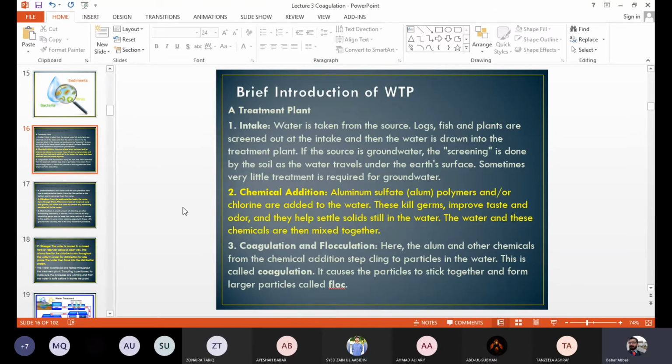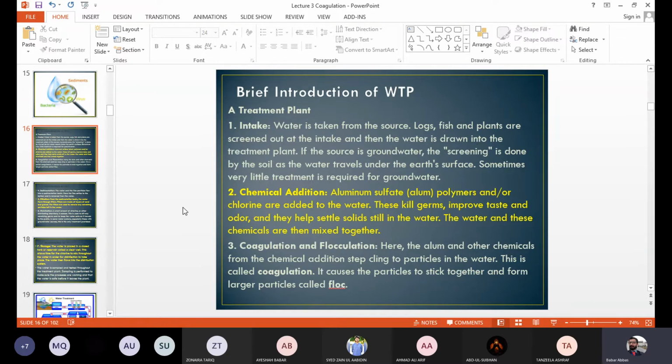Obviously, groundwater is not that contaminated unless it is exposed to heavy contamination due to open dumping or industrial infiltration. Otherwise, groundwater is normally considered safer drinking water, and it requires much less treatment to make it safe for drinking purposes.